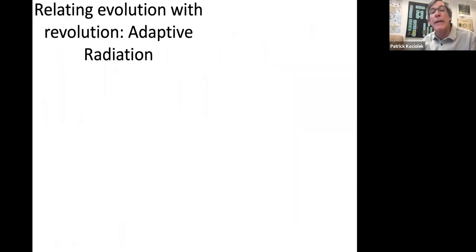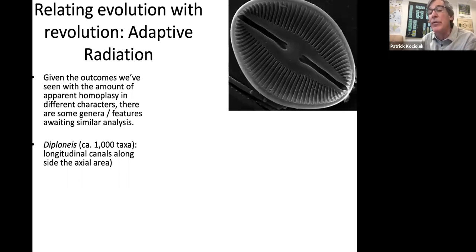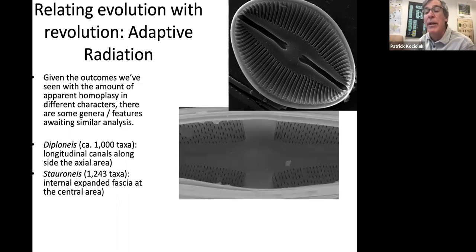And then finally, I want to talk about the idea of adaptive radiation. And you could put this in the same category as the ideas related to amphoroid diatoms, in the sense that there are some genera that are extremely morphologically diverse, and the only reason that we have them classified together is because they share a particular feature. So in Diploneis, for example, which has about 1,000 species, we have these canals running alongside the axial area. But the marine Diploneis are so different than the freshwater Diploneis. And the Diploneis that we see, like the Diploneis marginestriata group, are unbelievably different from a more traditional group of Diploneis. Same with Stauroneis. The only reason we put them together is they have a stauros.